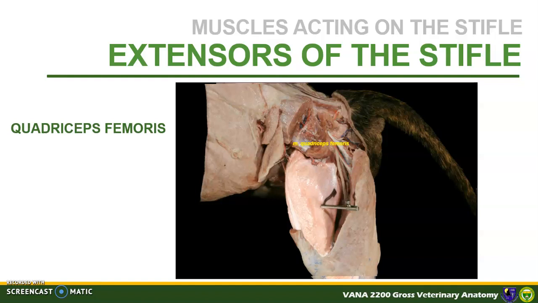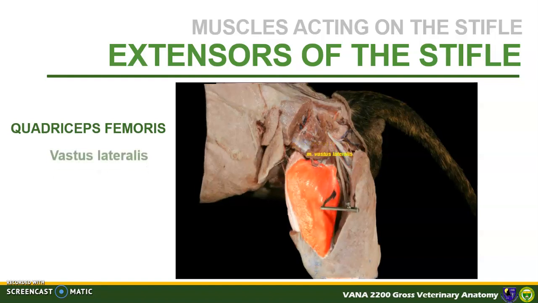From the name itself, this muscle has 4 heads. Their distinct origins and clearly distinguishable muscle bellies make it a common practice to name them as separate muscles. All 4 heads insert on the patella. From this view, we can see 2 of the 4 heads.